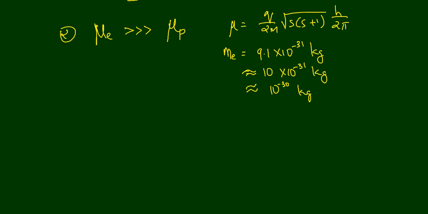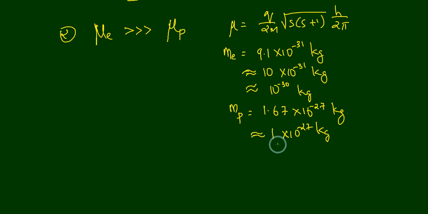And what about the mass of the proton? Mass of the proton is equal to 1.67 into 10 raised to minus 27 kilogram. So let me write it as approximately equal to 1 into 10 raised to minus 27 kilogram, because I just took 1.67 as approximately equal to 1. So it is approximately 10 raised to minus 27 kilogram.